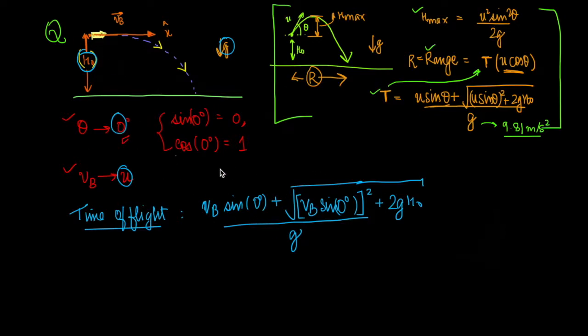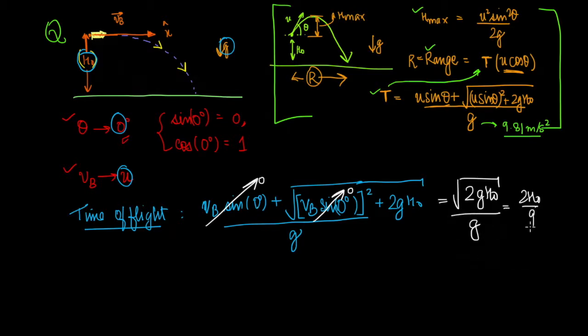Since the angle of elevation is 0 degrees, sine of theta is 0, that gets rid of this term, and that also gets rid of this term. So what we are left with is the root of 2g h naught in the numerator, divided by g. If you do this, it turns out to be the root of 2h naught by g. Now this is a key observation. And why is that a key observation?